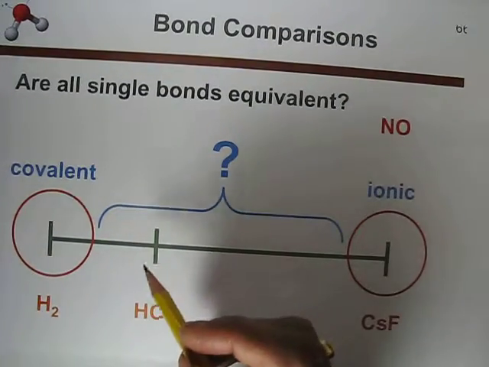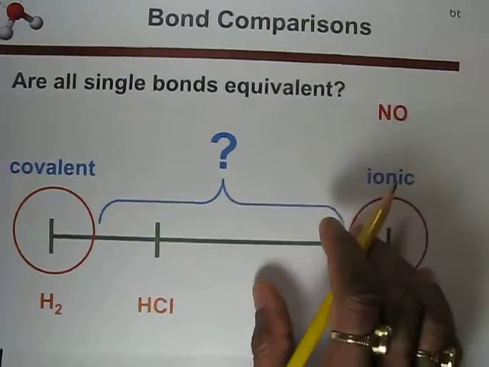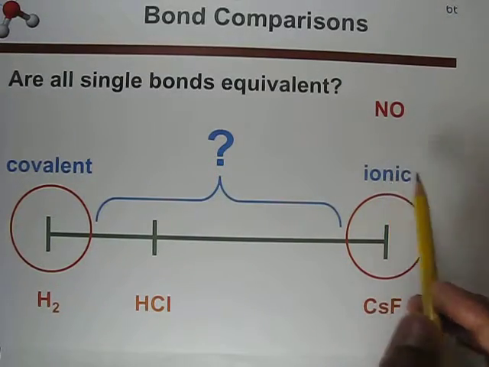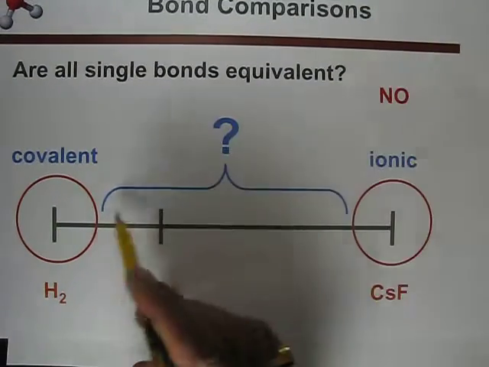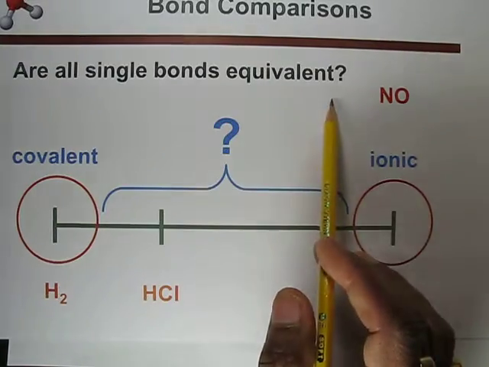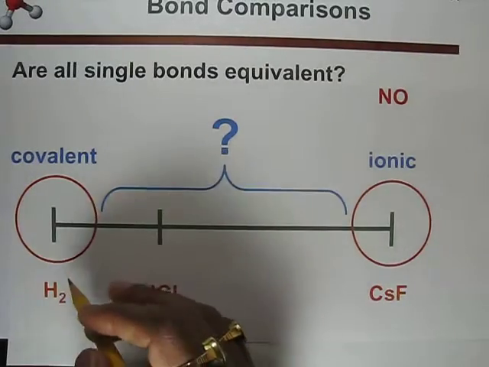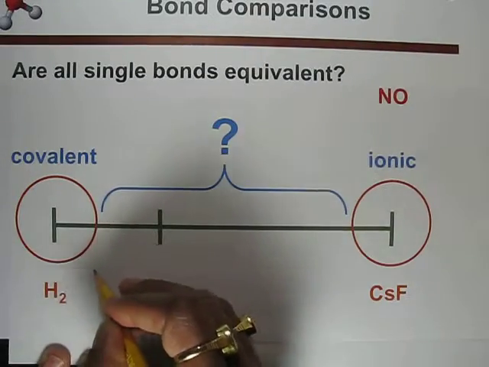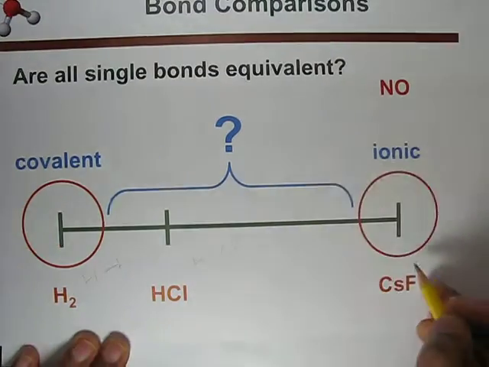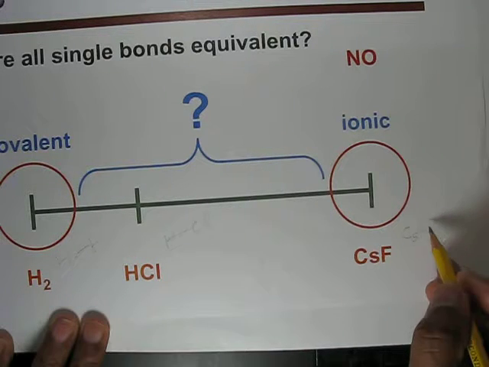So when you make a chart like a series, writing the covalent and ionic bonds. Covalent bonds: are all single bonds equivalent? No, single bonds are not equivalent. Hydrogen and hydrogen is also a single bond. Hydrogen and chlorine is also a single bond, and cesium fluoride is also a single bond.